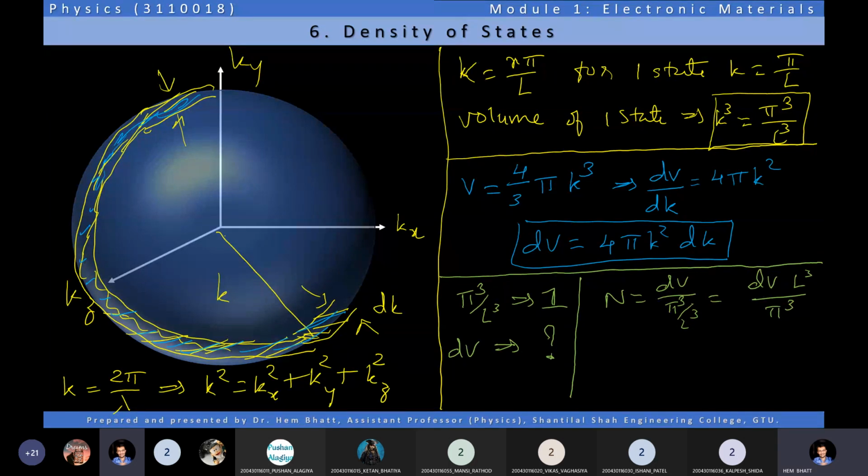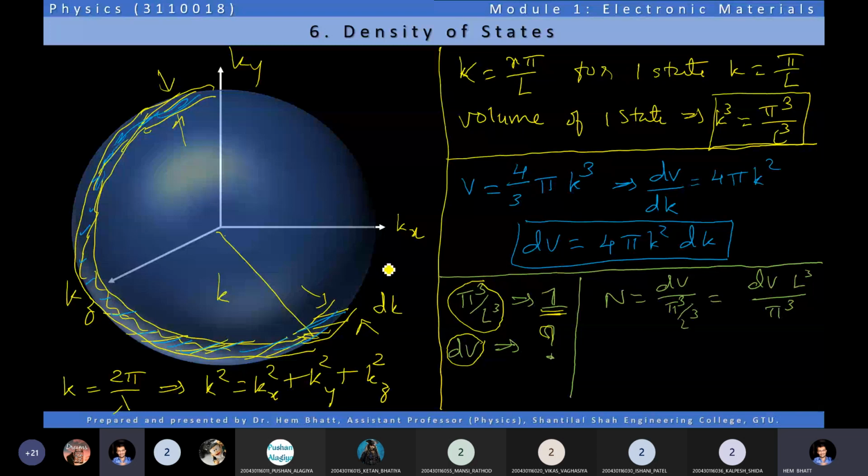Look at this logic once again. If you take a volume of pi cube by L cube, that is one energy state. It is volume of one energy state. If I take dv volume, how many energy states will I get? So n is the total energy states which I want to find out.